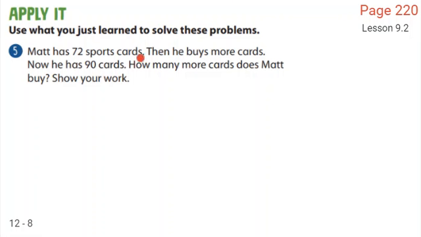Matt has 72 sports cards. Then he buys more cards. Now he has 90 cards. How many more cards does Matt buy? Show your work. I want you to take a moment, pause the video, and try to work and figure out what's the essential information, how to organize it, and solve the problem.